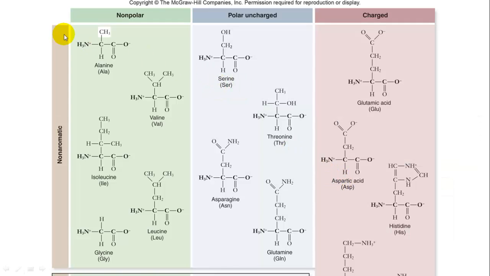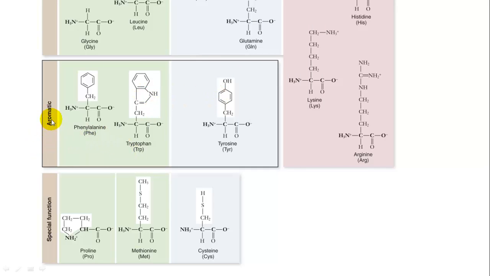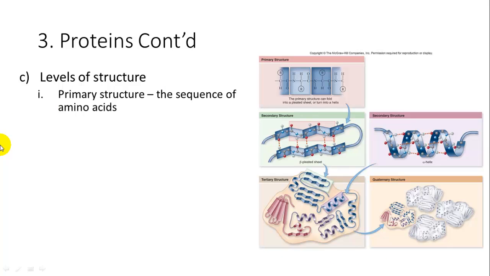And these are some of the amino acids. There are 20 different amino acids, and they all have different properties. Some are charged, some are polar, nonpolar, some are aromatic, meaning they are detected by our smell very easily, and some are complex and have a very special function. Those are all the amino acids.